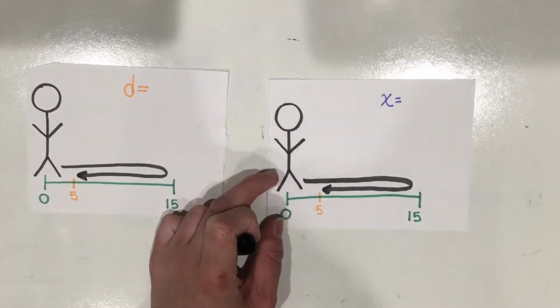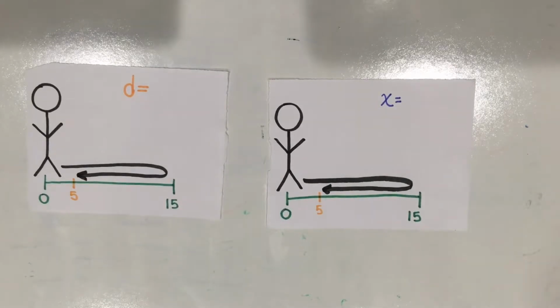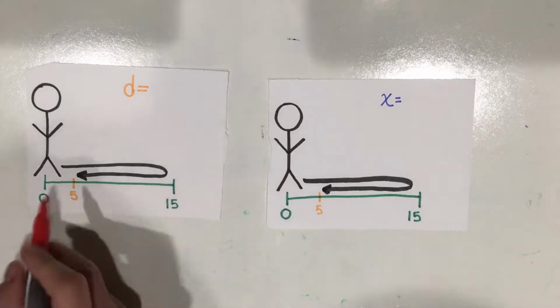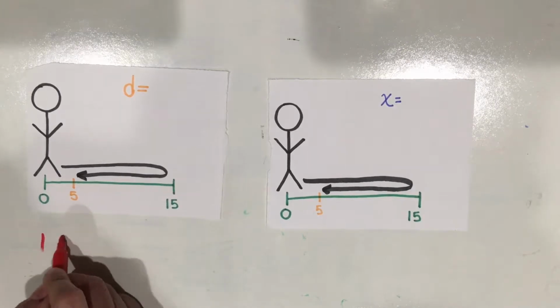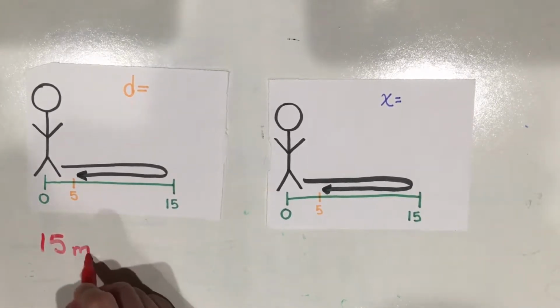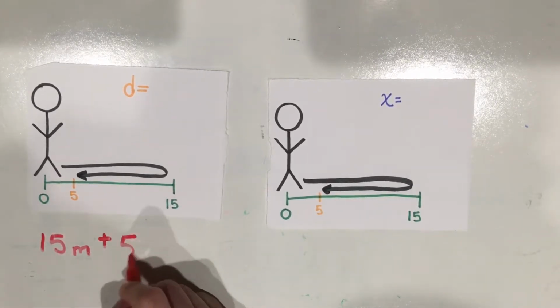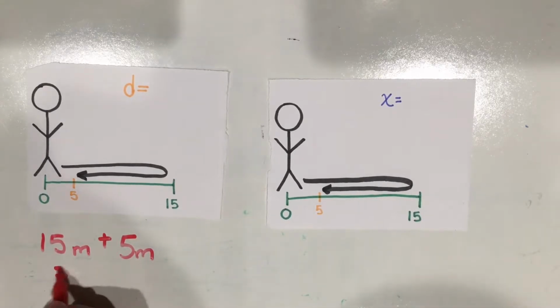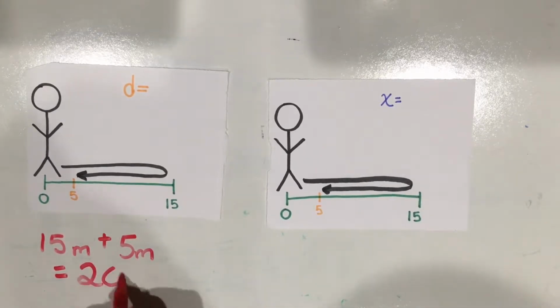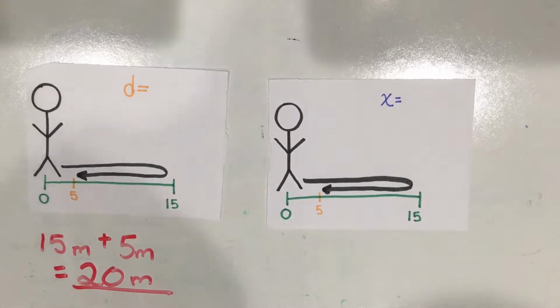So now, the way we're going to distinguish the difference between displacement and distance is by using the equation. So distance would be the total meters that Bob traveled. So Bob went to the 15 mark, so it'd just be simply 15 meters plus 5 meters. So he would have traveled 20 meters total. So that's the distance.